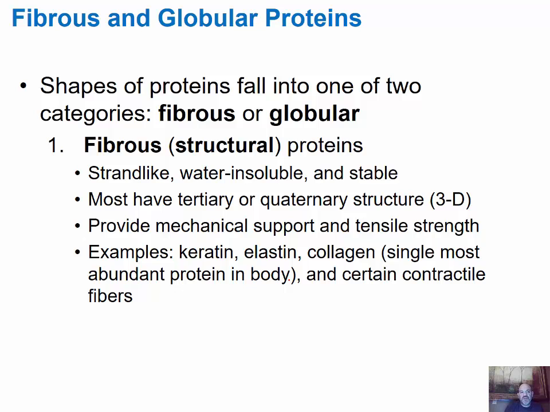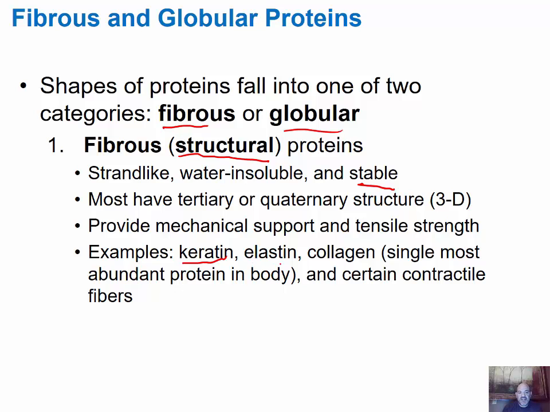Shapes of proteins fall into one of 2 categories. They can be fibrous or globular. The fibrous are referred to sometimes as structural proteins. They're strand-like and water insoluble, which means they don't dissolve in water, and they are relatively stable. Most are going to have tertiary or quaternary structure, which we just discussed previously, and their role is to provide mechanical support and tensile strength.